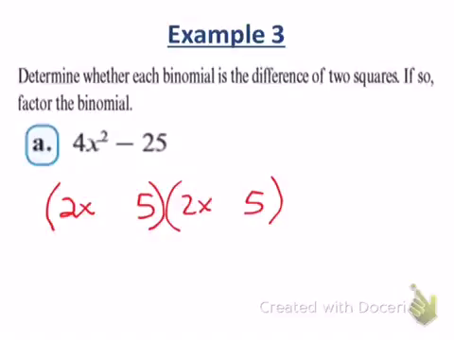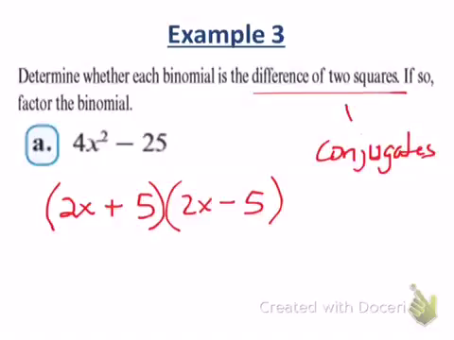But it has to be what? Negative 25, so that means one of these has to be positive and one of these has to be negative. Now, the relationship of these two terms, these are called conjugates. Okay? Conjugates. Difference of squares will always factor as conjugate pairs. A plus B, A minus B. X minus 5, X plus 5. 2x minus 5, 2x plus 5. Right? Conjugates are binomials that differ by one sign.